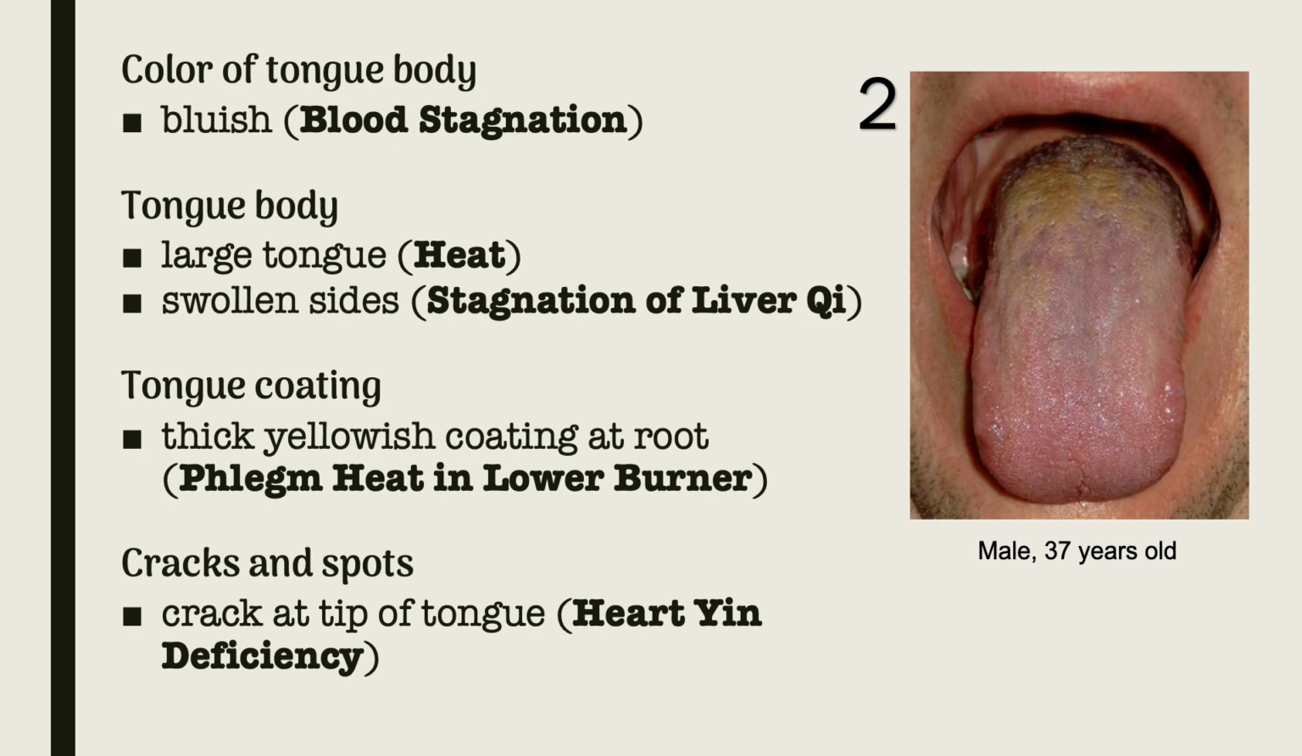stagnation of liver qi. Now let's look at the tongue coating. Okay, it's thick, yellowish at the root. So this is actually phlegm heat in the lower burner. Phlegm is the thickness, yellowish is the heat. Now, you will notice a crack at the tip of the tongue. This represents heart-yin deficiency.